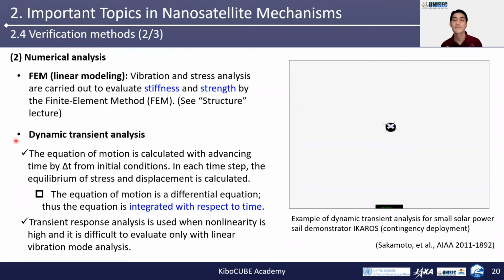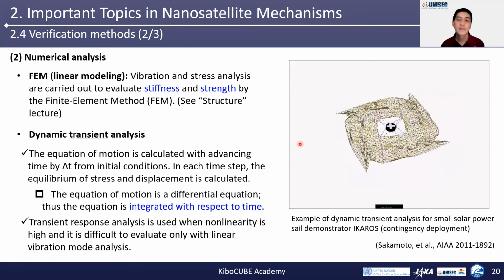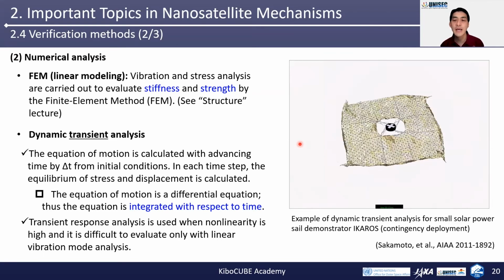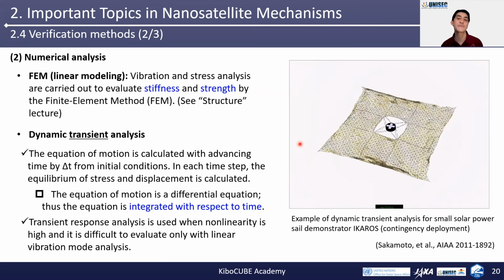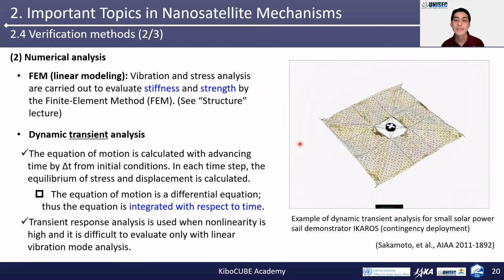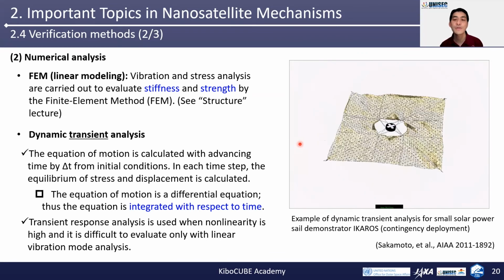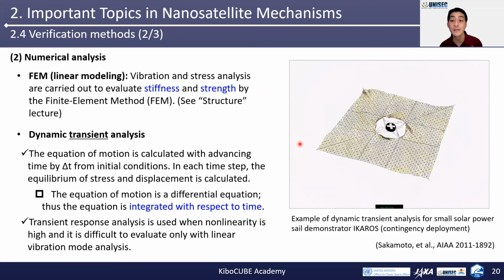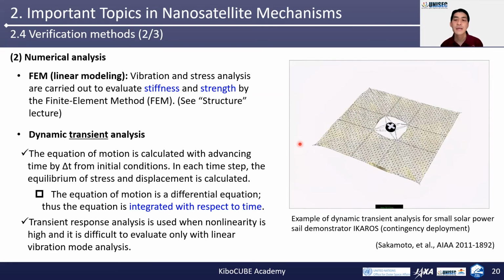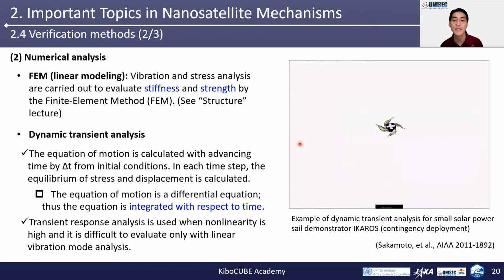Another type of numerical analysis is dynamic transient analysis. So this is an example. This is a dynamic transient analysis of the small solar power cell demonstrator, Icarus. This analysis was to verify the attitude stability of the cell craft during membrane deployment. In this kind of analysis, the equation of motion is calculated with advancing time by delta t from an initial condition. In each time step, the equilibrium of stress and displacement is calculated.